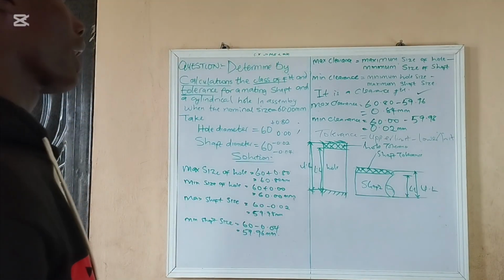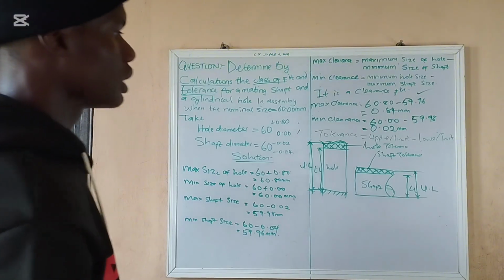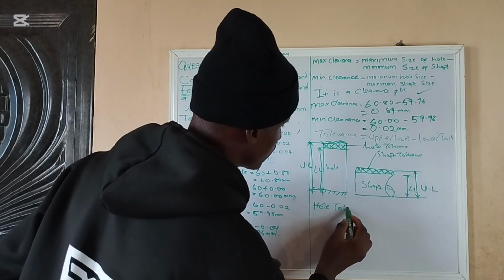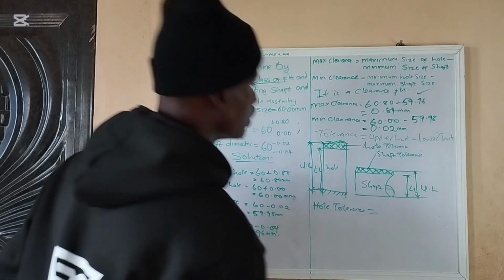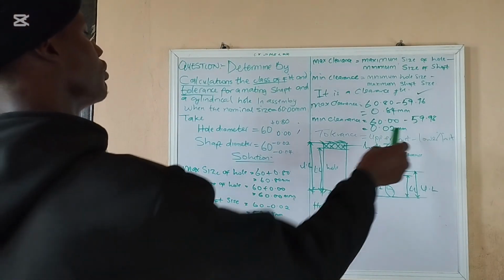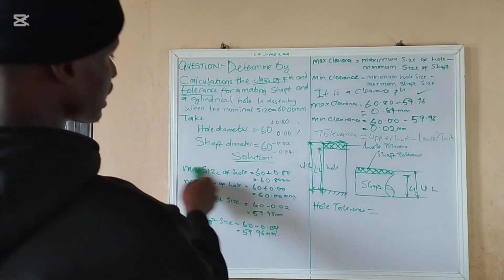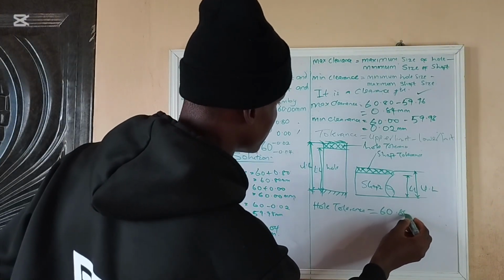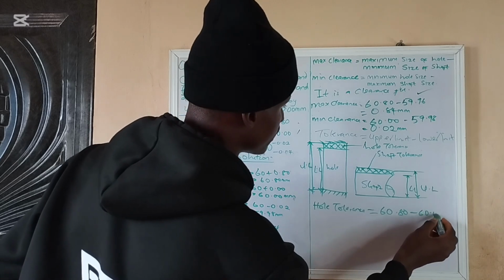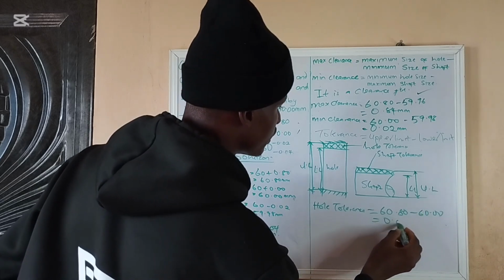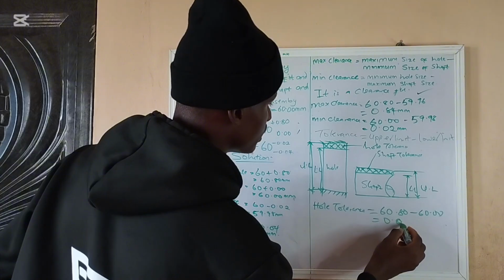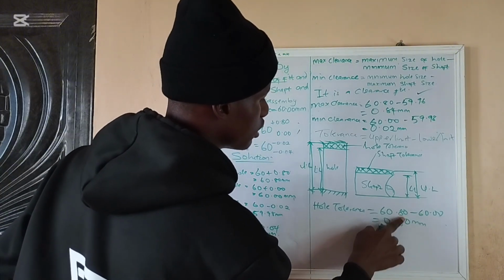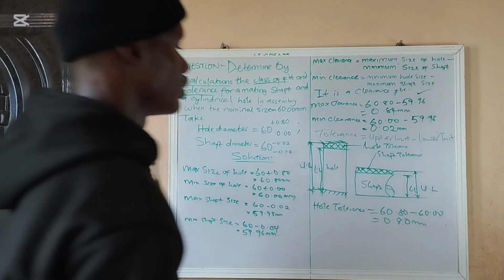In order to do that, we are going to be calculating for two. We have to calculate first of all the hole tolerance, which is going to be the upper limit of the hole minus the lower limit. That is the maximum hole size minus the minimum hole size. So that is going to be 60.80 minus 60.00, which is going to be 0.80 millimeter.